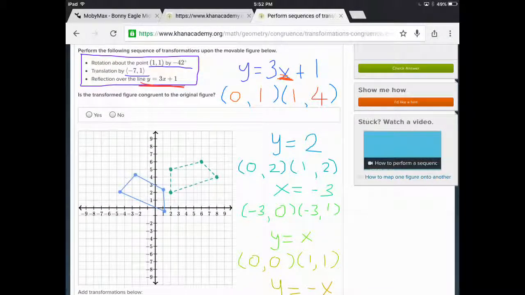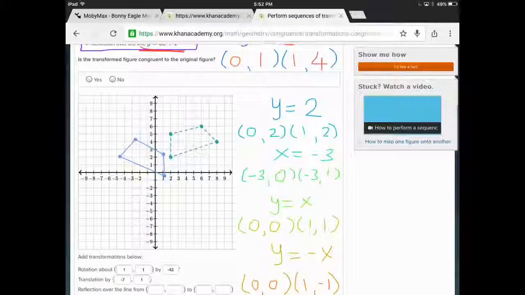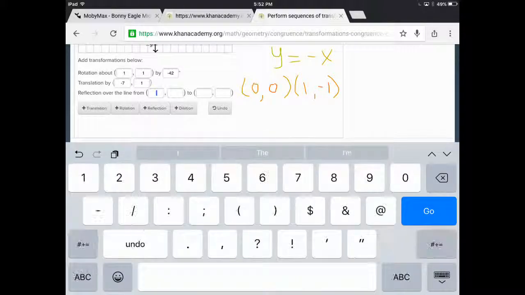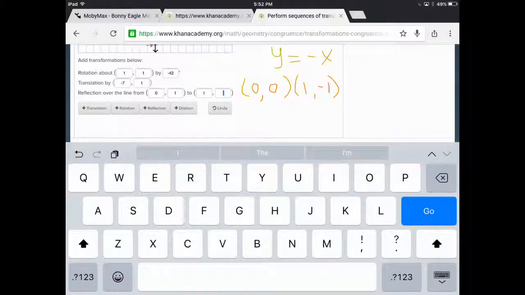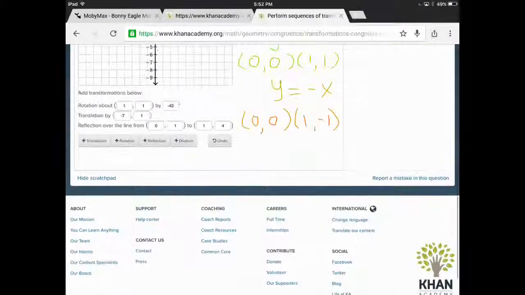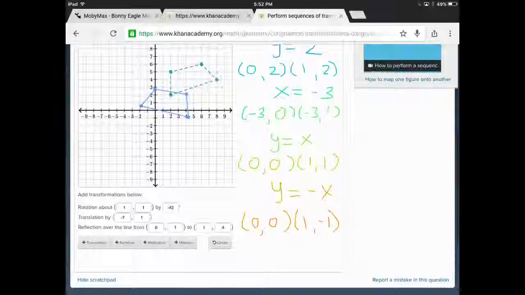So there's the 2 points that Khan Academy is asking us for when it asks us to reflect over the line y equals 3x plus 1. So let's plug in those 2 points, 0, 1, and 1, 4. Okay, and as soon as we plug that in, we'll notice that it does that reflection for us.